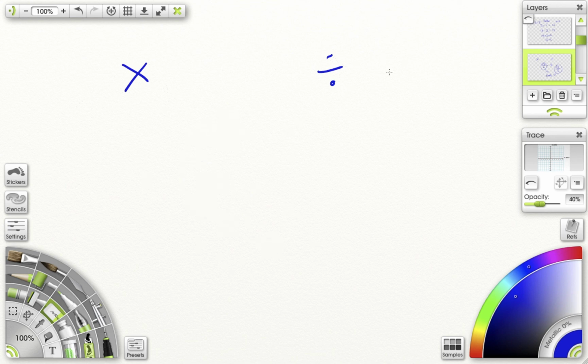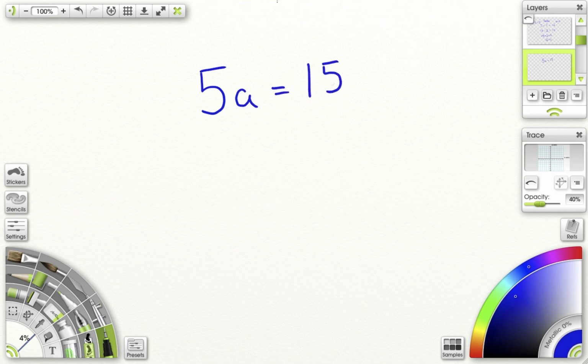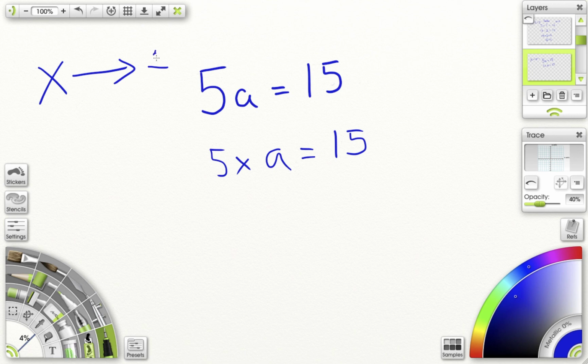So let's do a couple of multiplication and division problems where we try to figure out what that letter means. So let's do our original problem that I showed you earlier. So we had 5a equals 15. So this means 5 times something equals 15. What does that a stand for? In order to do so, we have to apply the same rule that we did with addition and subtraction. We have to do the opposite operation. So what is the opposite of multiplication? The opposite of multiplication is division.